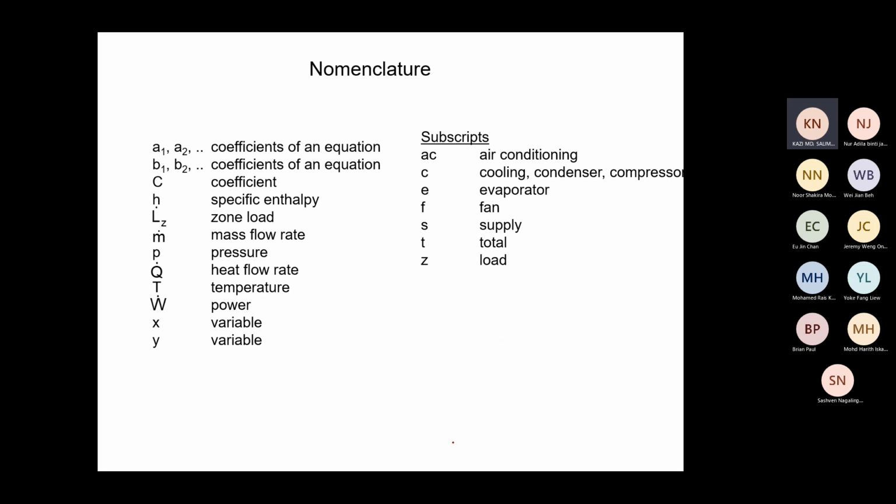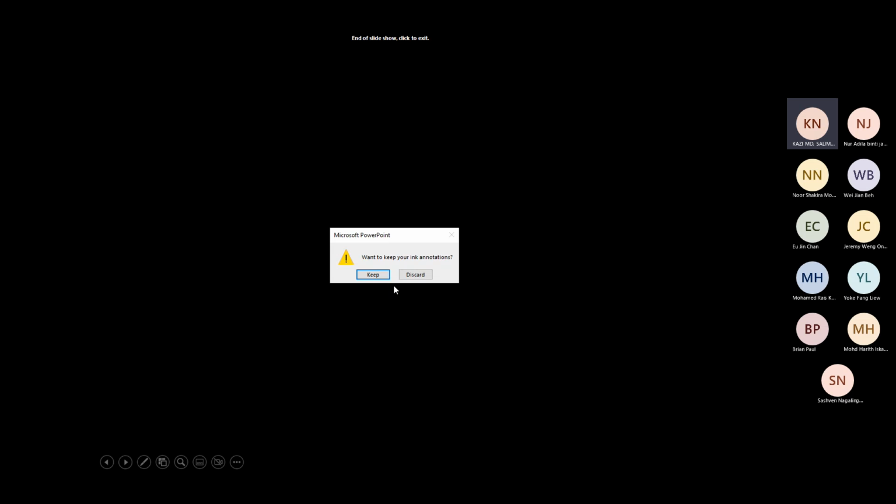There, we actually don't need it, because we already know that this W represents power, and then zone load. There we say that the sensible heat plus latent heat gives out the total load there. So we did.